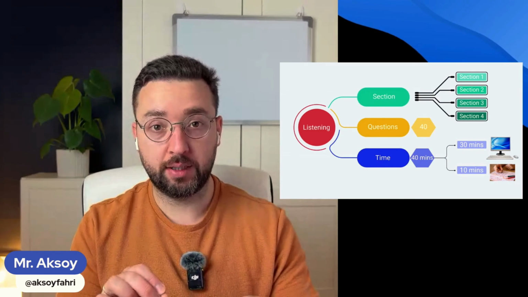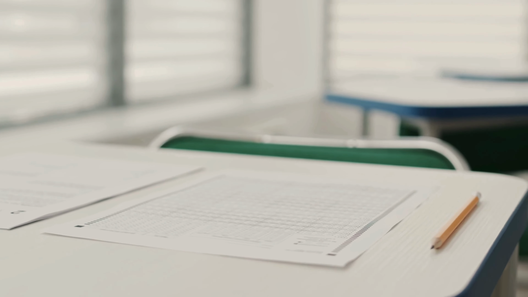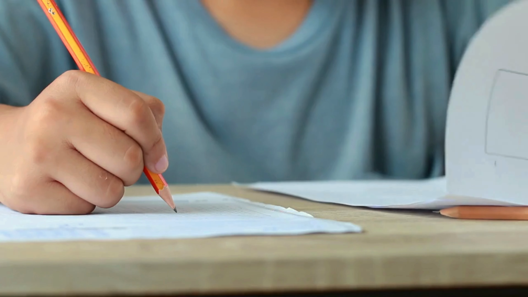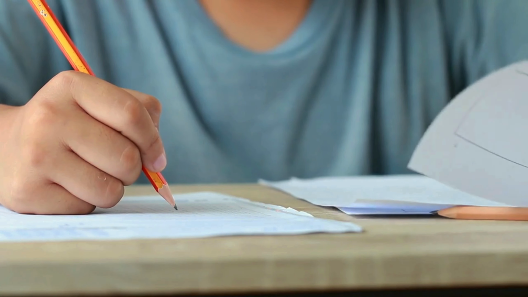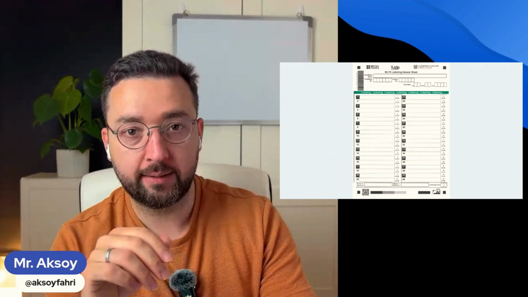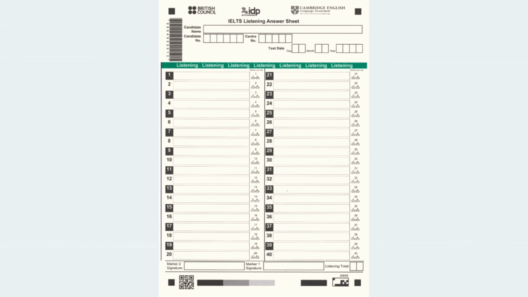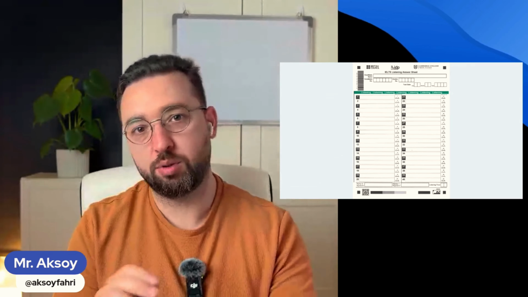So there are main differences. If you take the computer-based exam, you have 30 minutes. If you take the paper-based exam, you have 40 minutes. So what's the difference? They give you an extra 10 minutes to transfer your answers to the answer sheet in the paper-based exam. That's the main difference between the two. This is an example of the paper-based exam answer sheet. But if you do the computer-based exam, you're not going to have a problem like this.